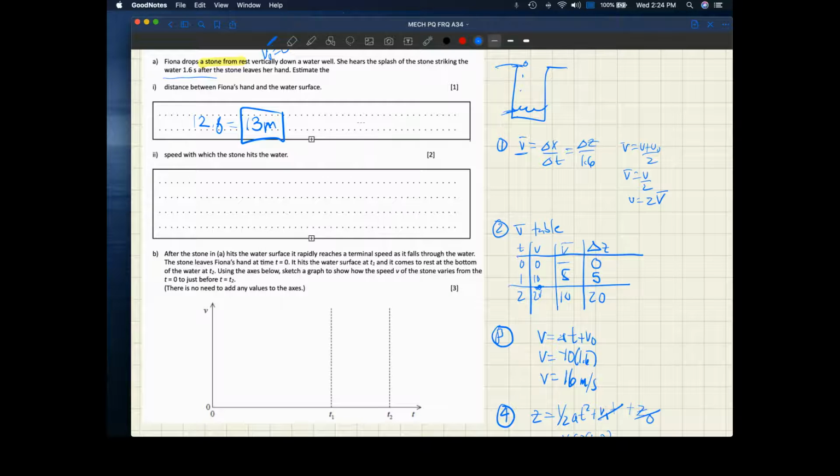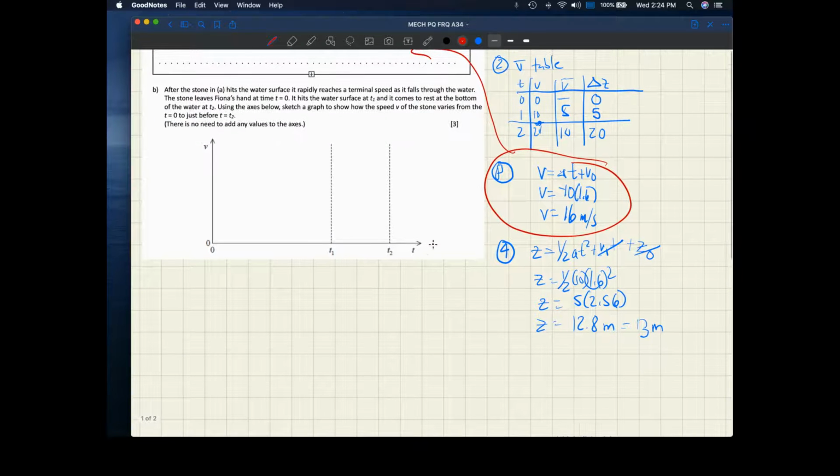For that question. Now the second question asks for the speed when it hits the water. Well, we actually already did that over here. So we put that there like so, and so we're good to go. We've already solved that.